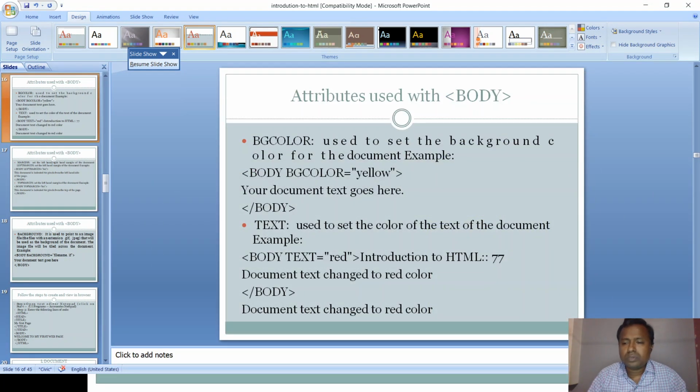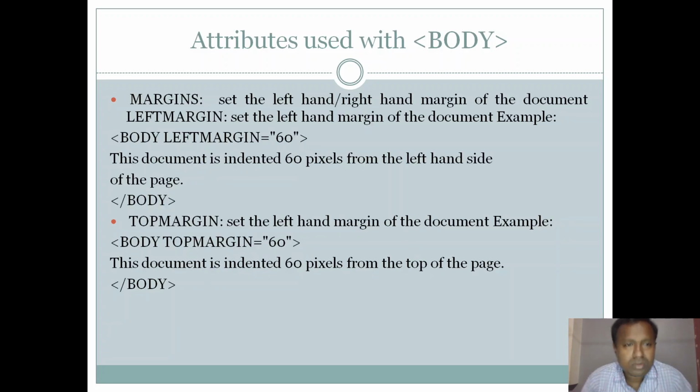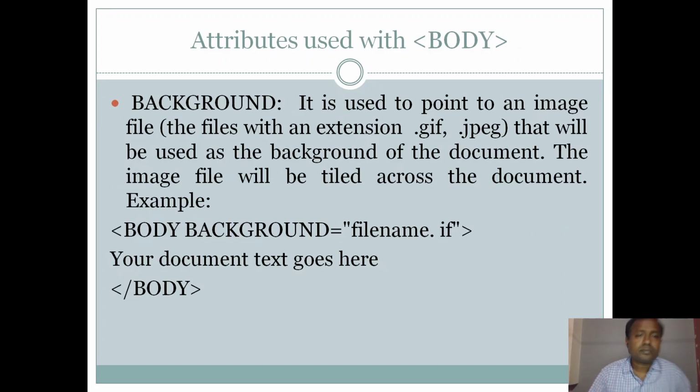So you can clearly understand that these attributes are properties of a tag which provide additional information to the browser. Based on this additional information, the text will be processed accordingly. You can also set the margins for the body. If you want to set the margins, you have the left margin, right margin, and top margin. You can use them so that you can display your web page in whatever margins you like.